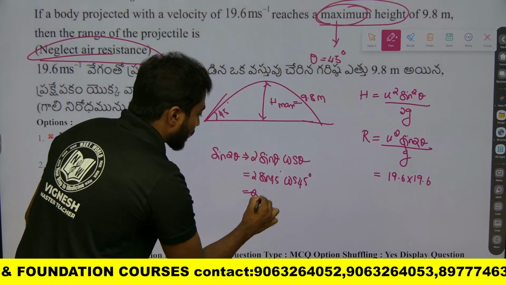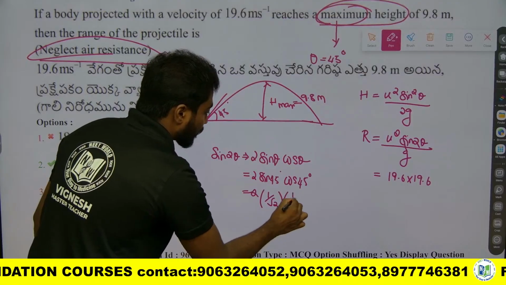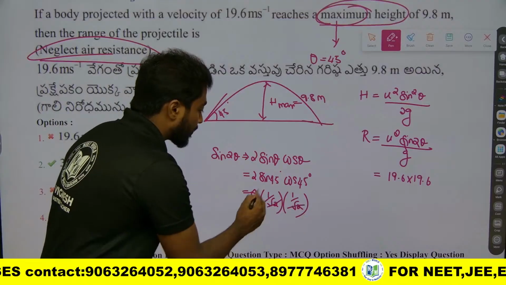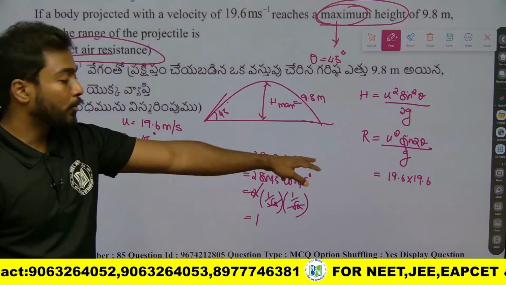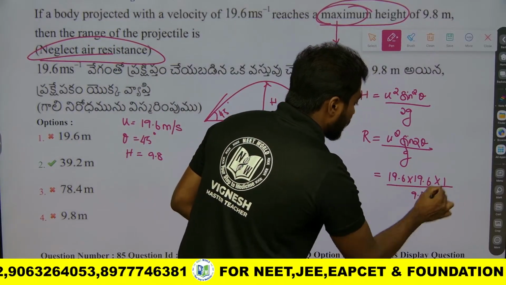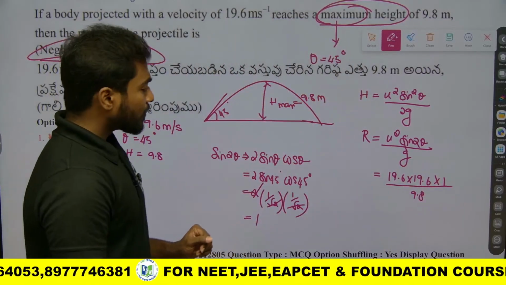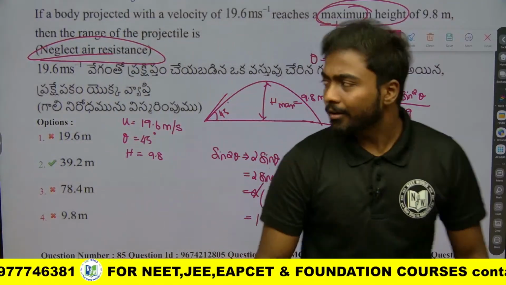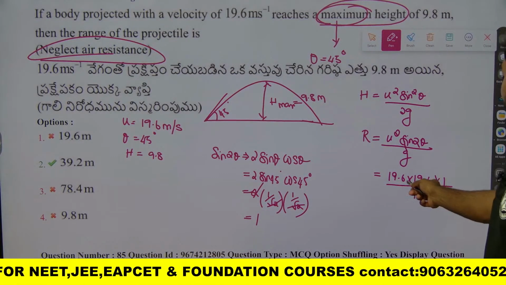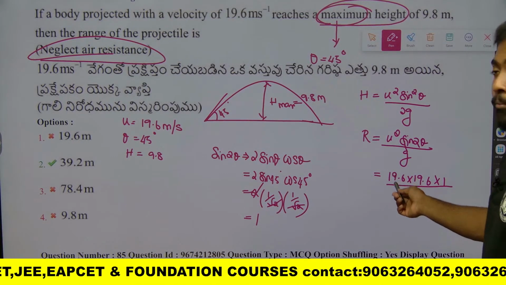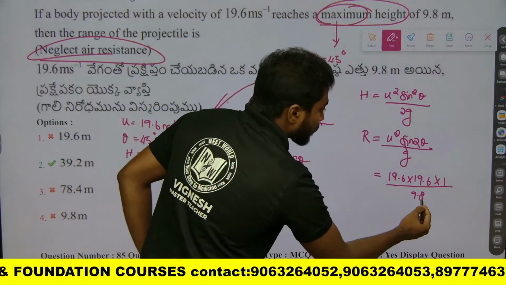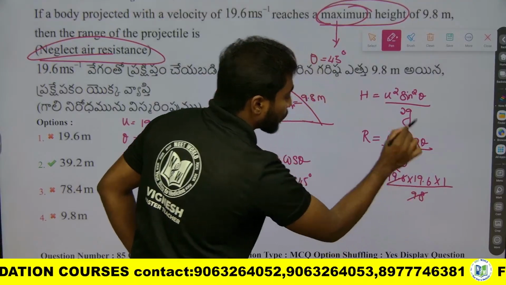Sine 45 is 1 by root 2, cos 45 is 1 by root 2, root 2 multiplied is 2, so I can cancel it out. Sine 2 theta value is 1. So into 1 divided by 9.8. Why have I taken 9.8? In the question they have not mentioned g, I guess. I can take 10 also, but 9.8 into 2 is 19.6, so I can easily cancel it out. So this is 1 times and this is 2 times.